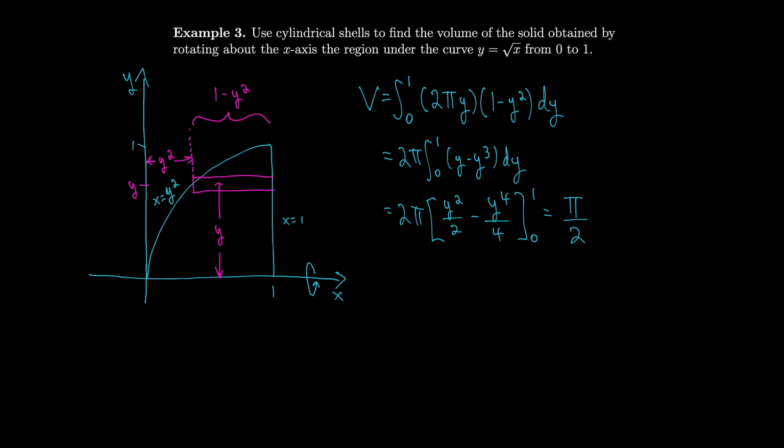However, it was way easier using the disk method. We didn't have to switch from x to y. We didn't have as complicated of an integral, and we also didn't have as complicated of a setup over here. So the shell method is not always better. It's only better if switching actually saves you time.